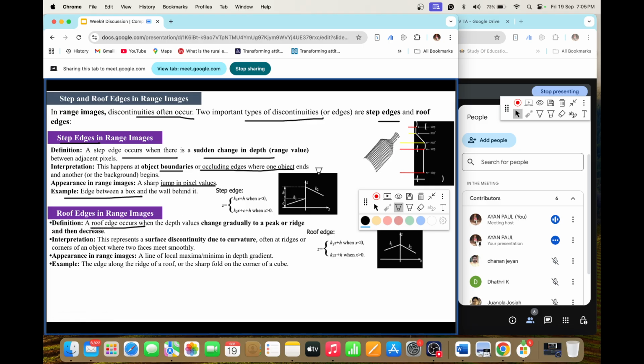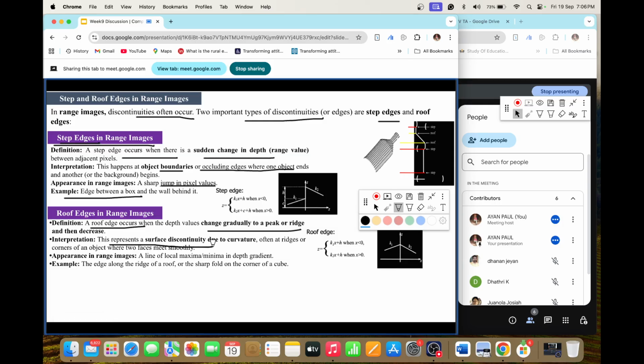A roof edge occurs when the depth value changes gradually to a peak or a ridge and then decreases. Here you can see, if I talk about the step, a step edge occurs when there is a sudden change in the range values between adjacent pixels. So that is step. This is a roof edge: the depth value changes gradually to a peak and then decreases. So this is the difference between step edge and roof edge.